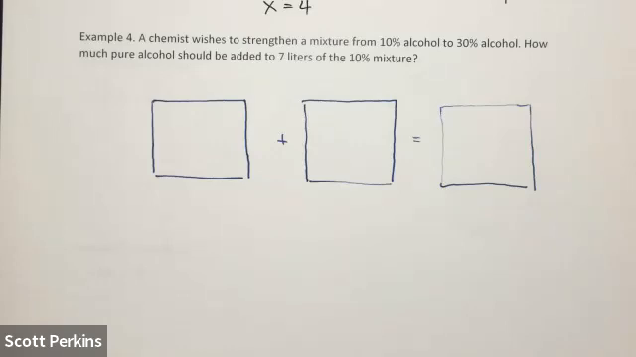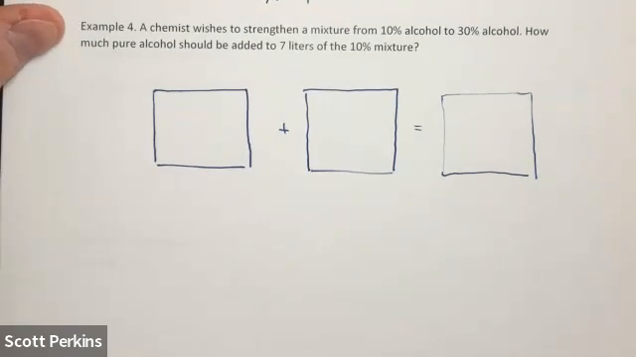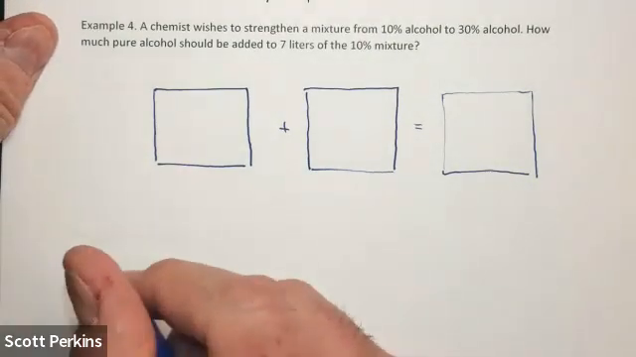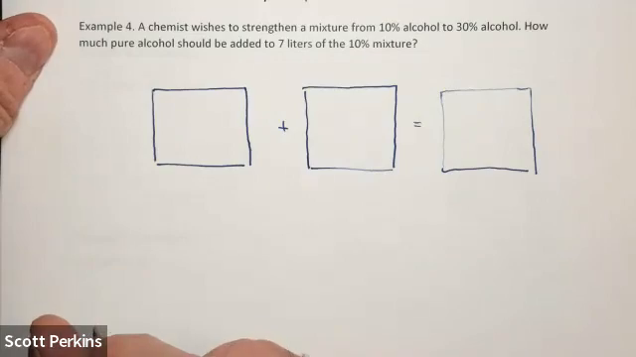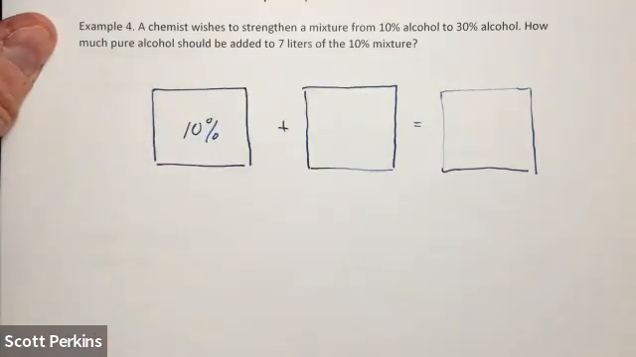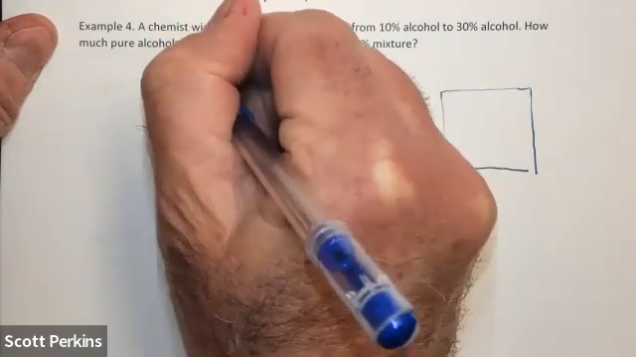I'm just going to give everybody a nudge. We're going to put the information in the picture, and then I'm going to give you a little more time to finish from there in case you're struggling. So what do we start with? What's the percent that I start with on this one? Okay, we start with a 10% mixture. And how much of that mixture do we have? Okay, I've got 7 liters.